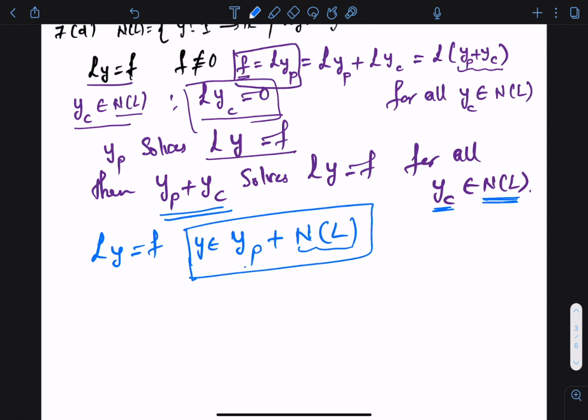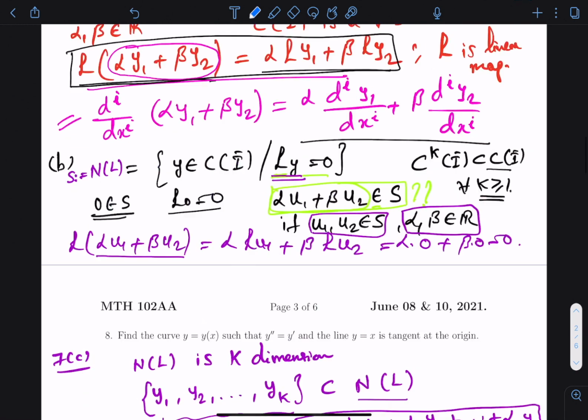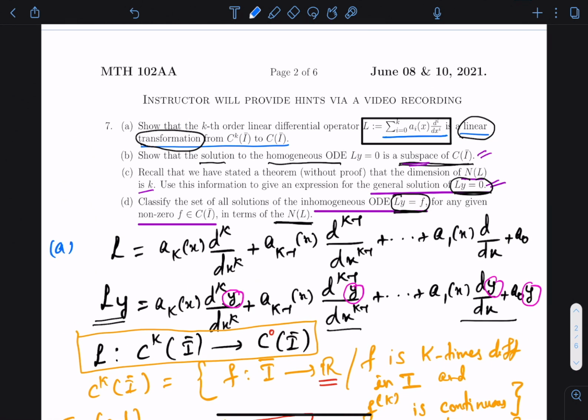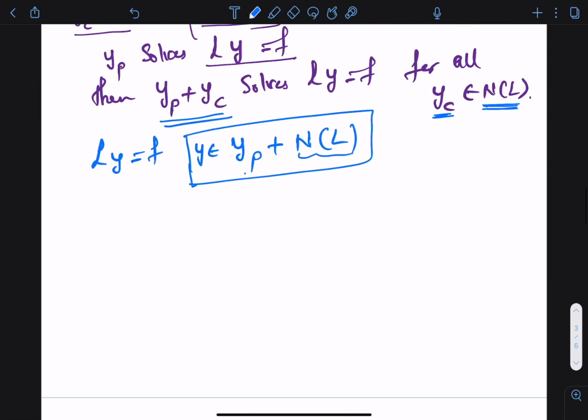Okay, so this is that space, and that's what the 7D question was asking us. It was asking us to classify the set of all solutions of the inhomogeneous problem in terms of the null space of L. And that's precisely this: all solutions of this inhomogeneous problem are nothing but the translation of the null space of the linear map L by some solution of Ly. So if you just know one solution of this problem, call it yp, you know every other solution.